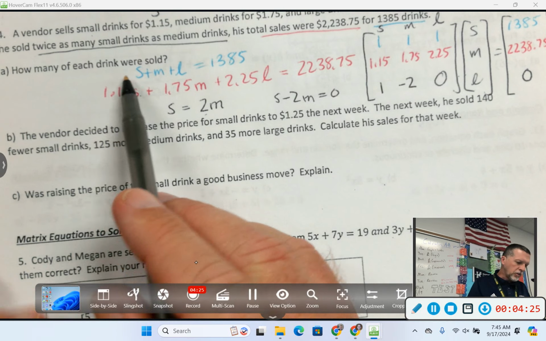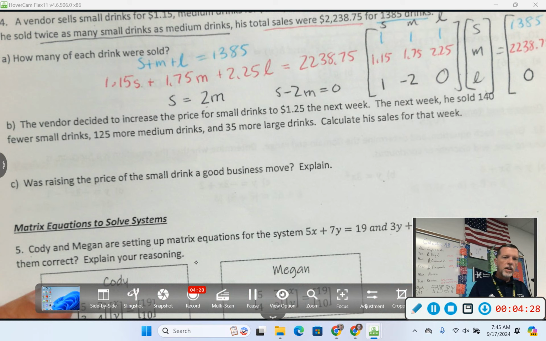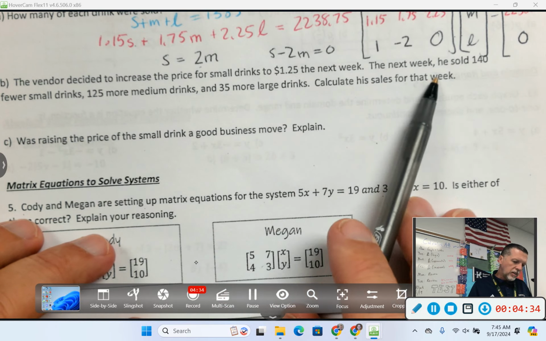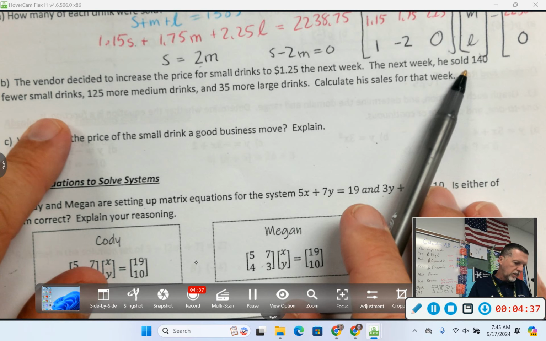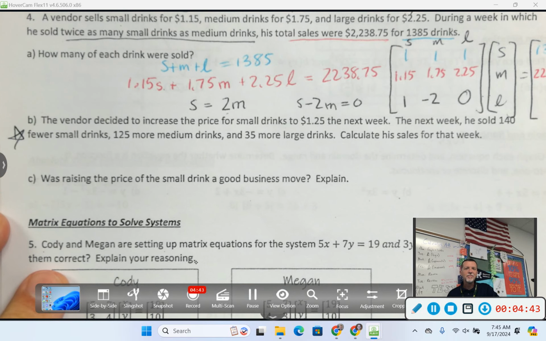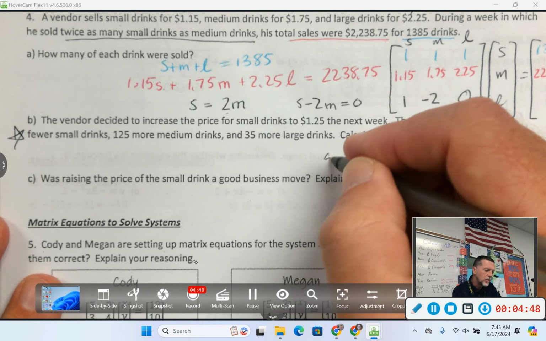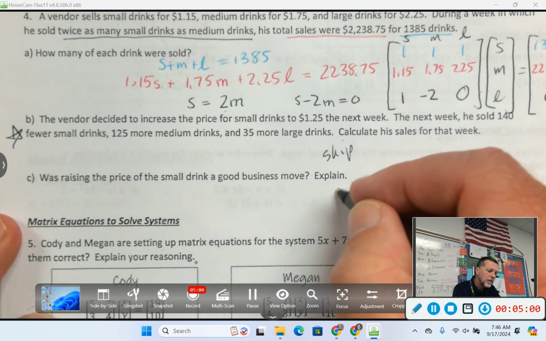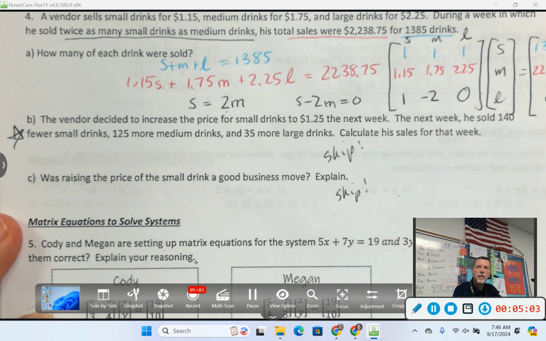Okay, how many of each drink were sold? Well, we don't know because we're stopping there. The vendor decided to increase the price for small drinks to $1.25 the next week. The next week he sold 140 fewer small drinks. Oh, well, there's no way to answer B without having the answers to A. So calculate his sales. I can't do that because I don't know the answer to A yet. So we'll have to just skip that. We just can't do that. And then C would just be, well, where did he make more money? But since we don't know the answer to B, we can't answer C either. That's a skip.